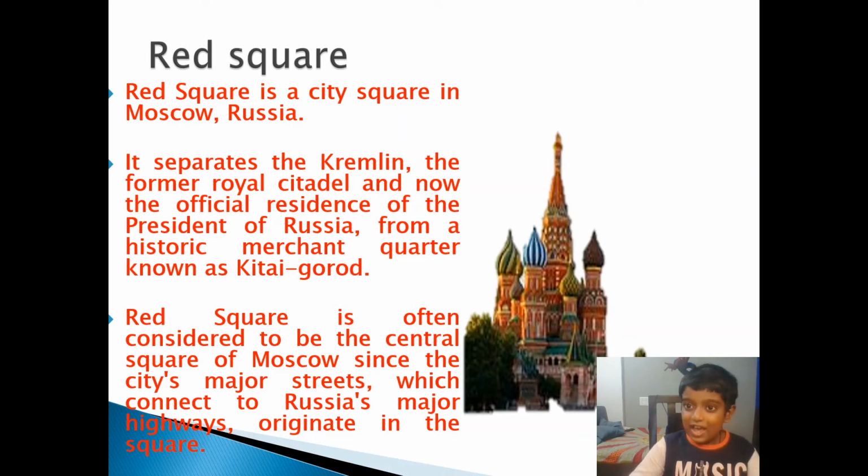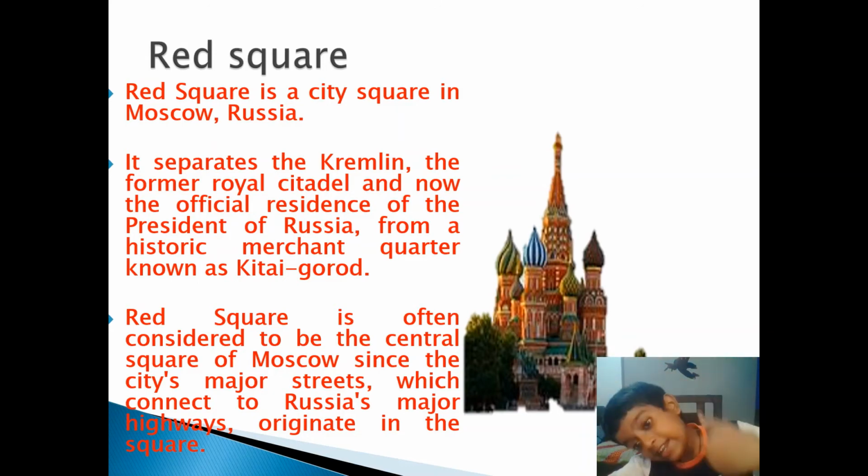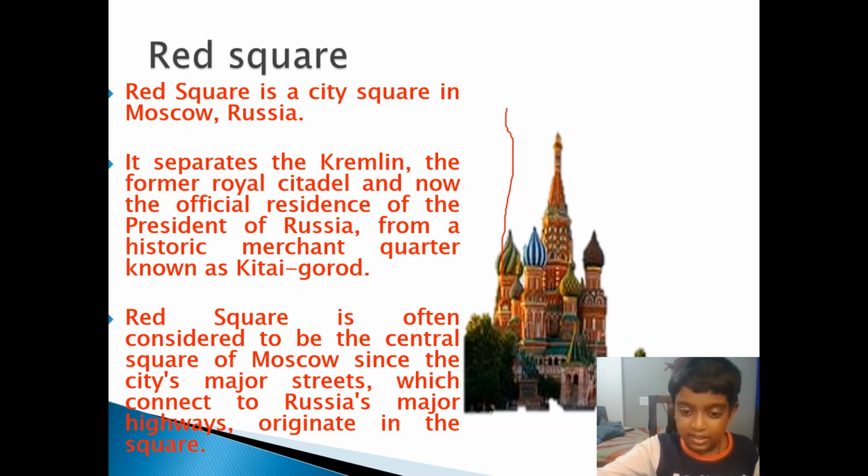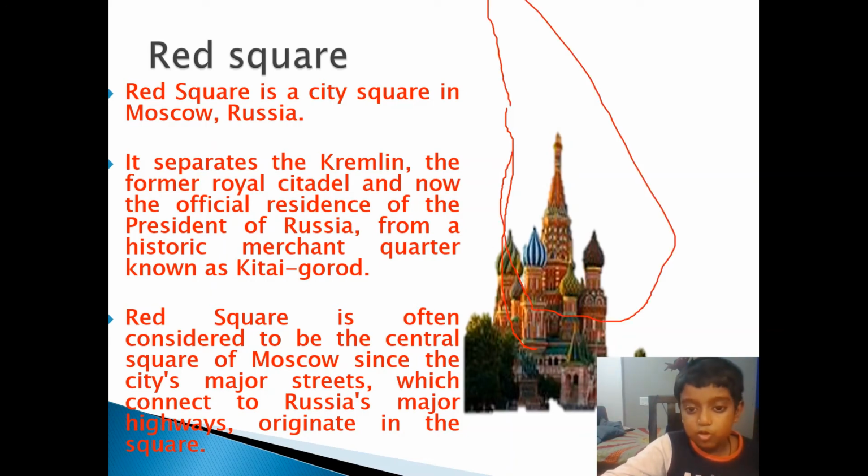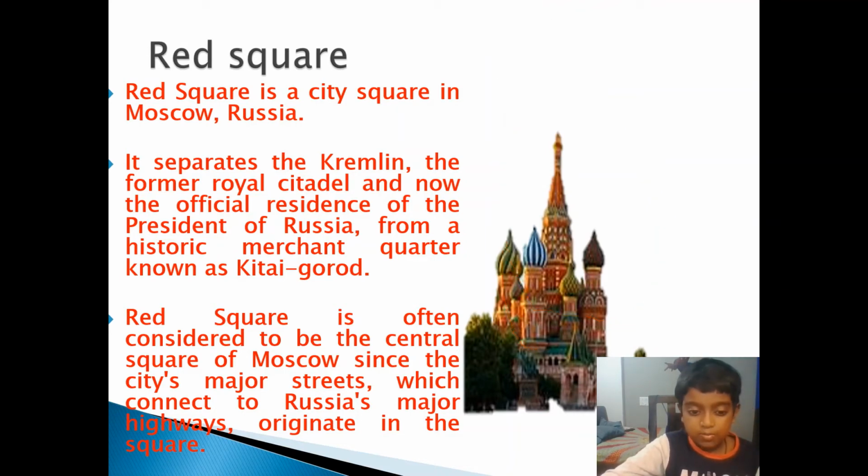Friends, if you want to see Red Square's photo, it's on your right side, friends. And this is the photo I am circling, friends, and this is very beautiful, friends, Red Square. So I'm erasing it, friends. It's the main citadel, the residence of Russia's president. We can go to the next slide.